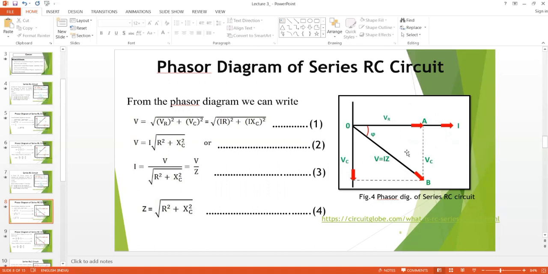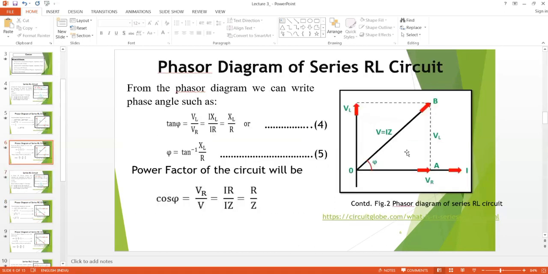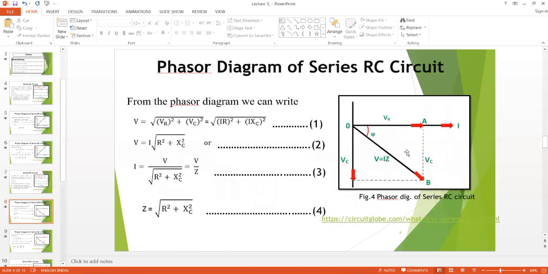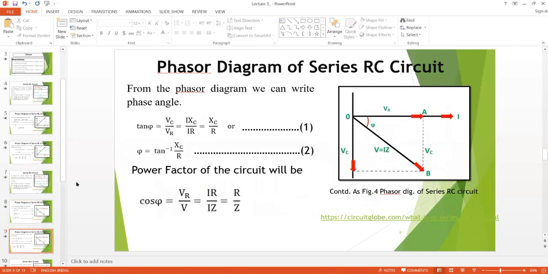But in the case of the RL circuit, as you can see in the last phasor diagram, the voltage was leading but the current was lagging. So now V is nothing but the root of VR square plus VC square. Taking I out, it is root of R square plus XC square. So impedance is root of R square plus XC square if R and C are connected. In RL, it was root of R square plus XL square.